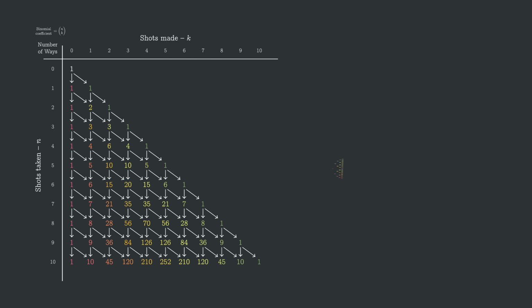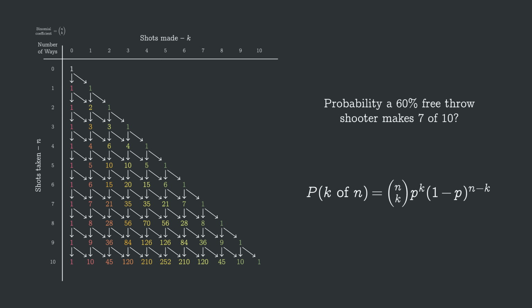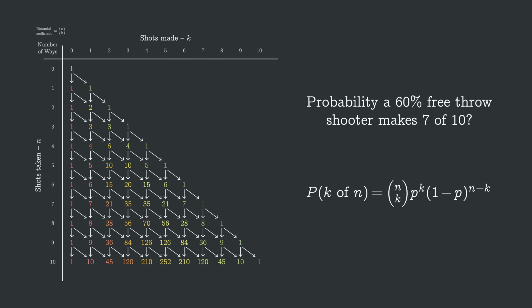So now we could use the binomial distribution formula to answer this question from the very beginning of the video. What is the probability a 60% free throw shooter will make 7 of 10? We can look at this table to see that there are 120 ways to make 7 out of 10 shots. And the probability for each of those ways happening is 0.6 to the 7th power for the 7 makes, times 0.4 to the 3rd power for the 3 misses. That comes out to a pretty small number, but if you combine all 120 different ways to make 7, they add up to about 21.5%.